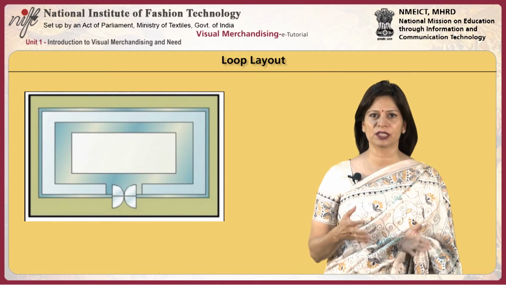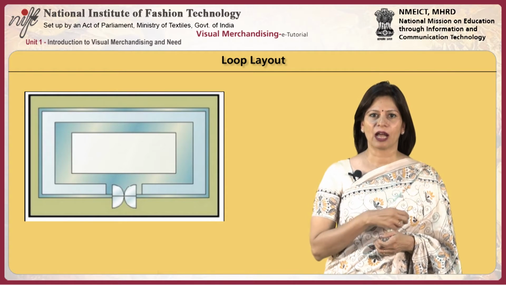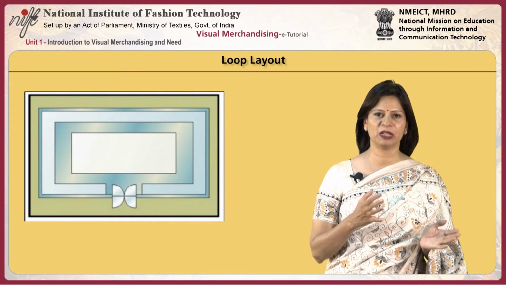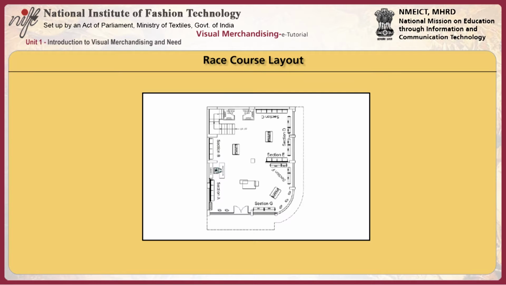Next and the last one is the loop layout. It is mostly arranged on the edges of the wall and the center is kept vacant or has minimal display units. It is also called a racecourse layout. This floor plan is adopted by Peter England stores. As you can see in the image, here departments are on the right and the left to encourage circular movement of a customer. This is mostly seen in discount or department stores.